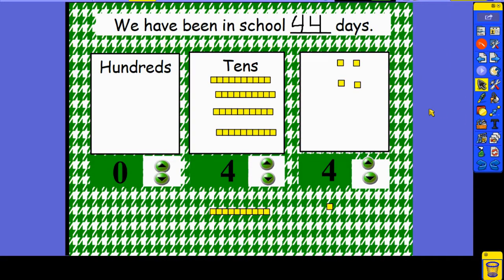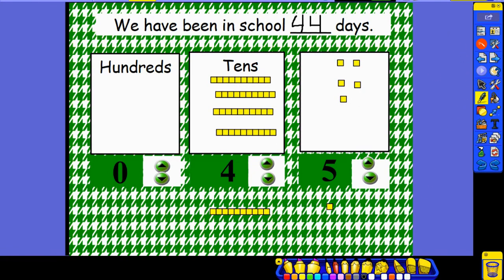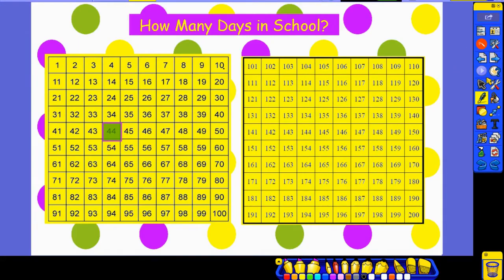Okay, so yesterday, Monday, we were in school for 44 days. So let's add one more one here. 44, 45. Now let's fix our sentence. So we've got the 4 for 40. Let's make a 5. Down, around, put on a hat to make the numeral 5. Okay, let's read our sentence. We have been in school 45 days. 10, 20, 30, 40, 41, 42, 43, 44, 45.